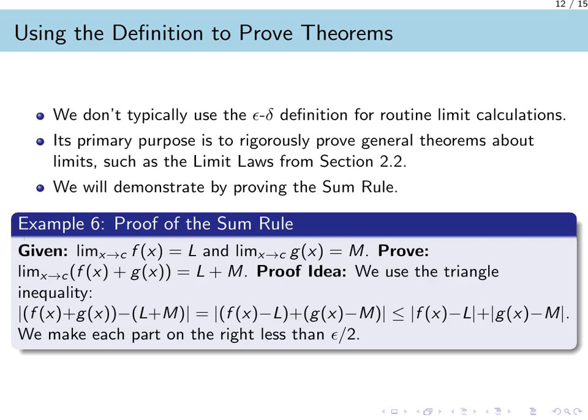Think of it like a total budget for error. If our total error must be less than epsilon, we can just require the error from each function to be less than epsilon over 2. This strategy allows us to prove the sum rule by controlling each function's behavior separately.